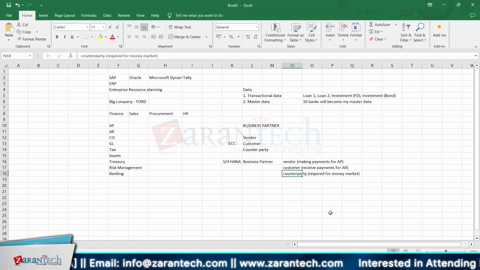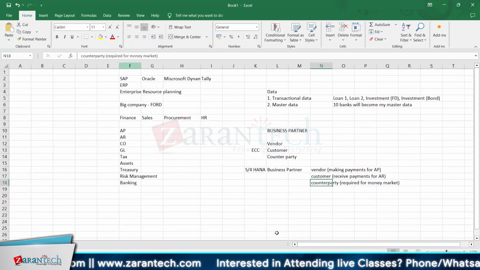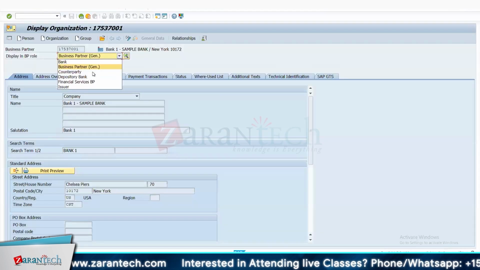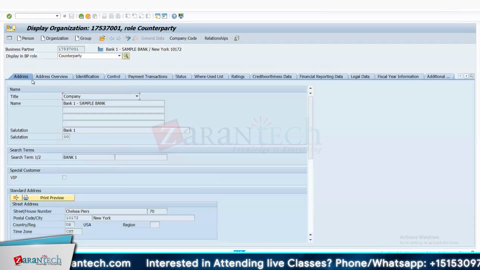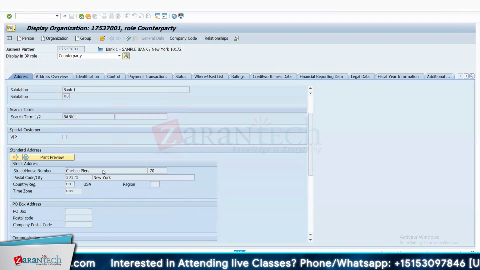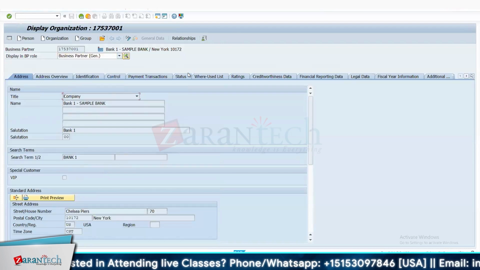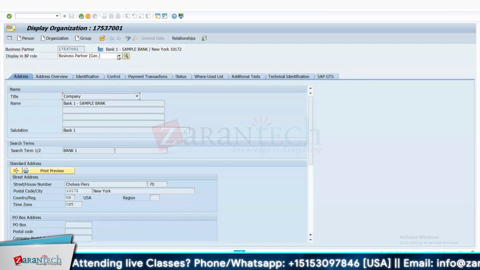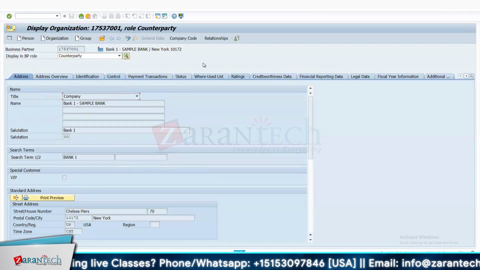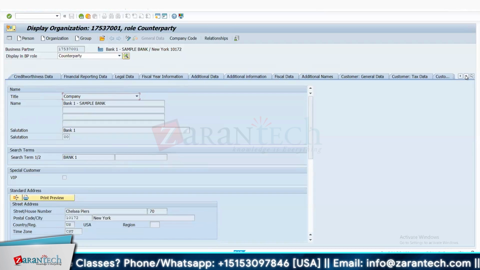All these things are needed when the customer role is set. And similarly, counterparty is a role which is required for treasury. So now let's go back to SAP again. If I go to counterparty, again here I'll be able to see all this same kind of data, which is also there in business partner general. This is the same, but you will see there are some additional tabs here for counterparty. Yes, these are all different.